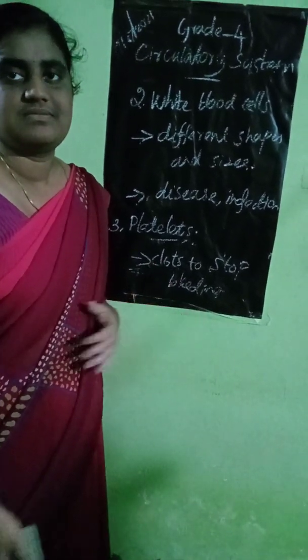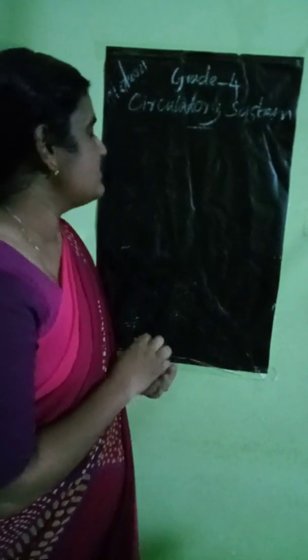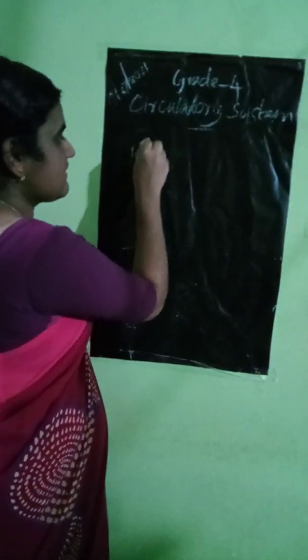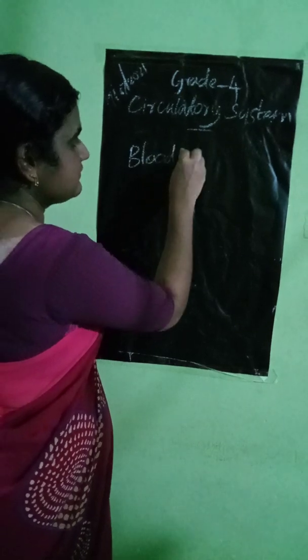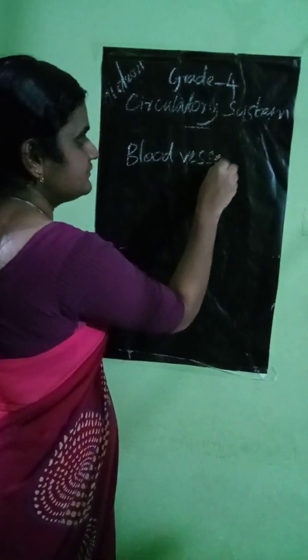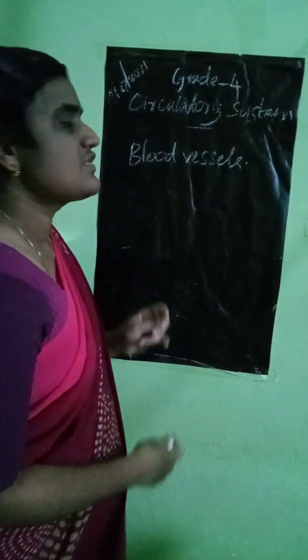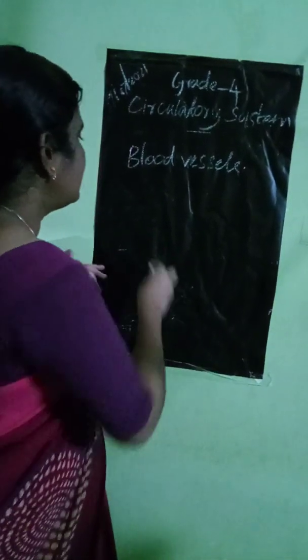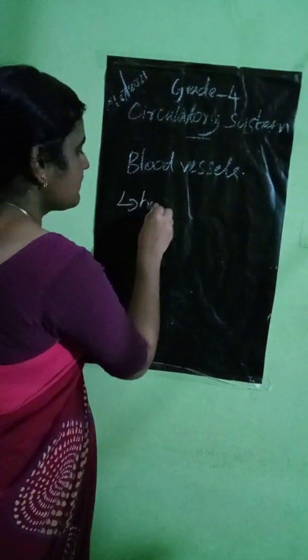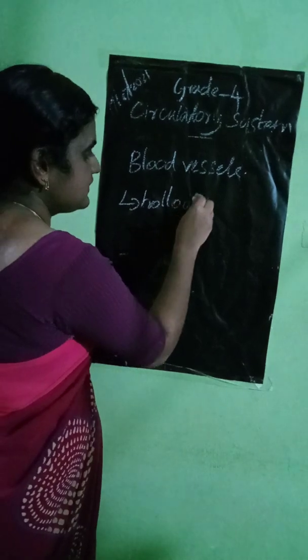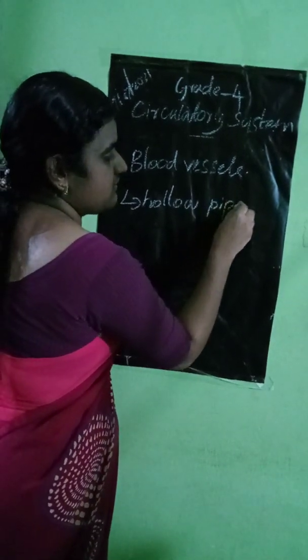Okay children. So the second main part of the circulatory system is blood vessels. Okay, so these blood vessels are hollow pipe-like tubes.